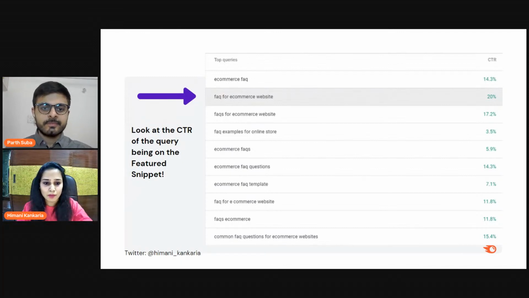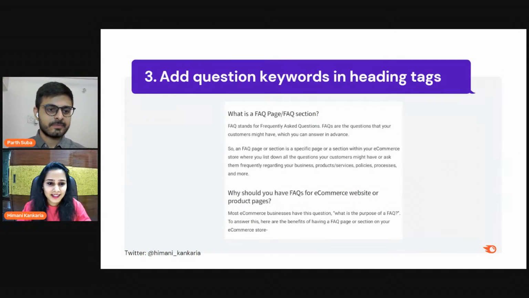You can take a moment and see all the CTRs for all the queries. This keyword with a featured snippet has the highest CTR. I am sure that most of you have now stopped thinking that we don't want to optimize for featured snippets, because that really gets you traffic, right?